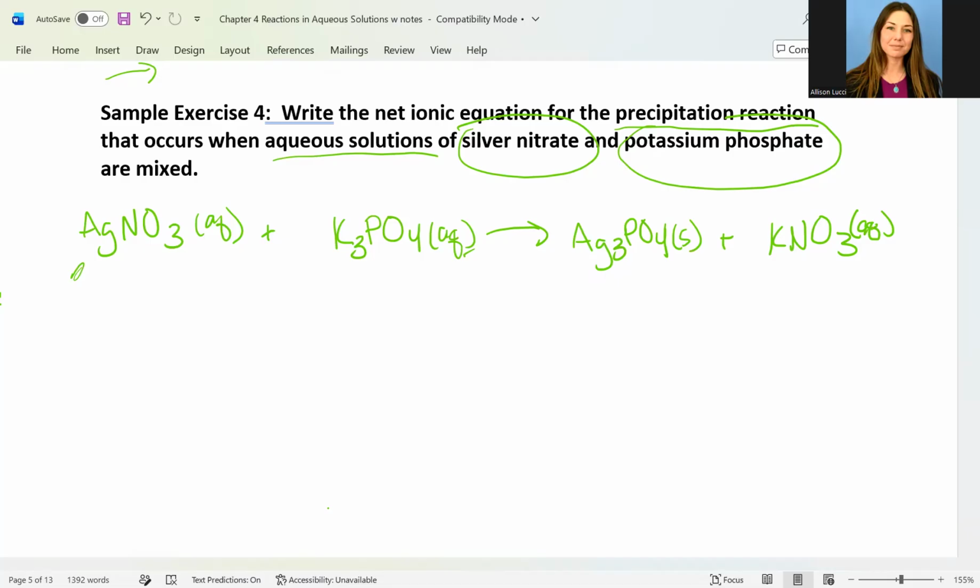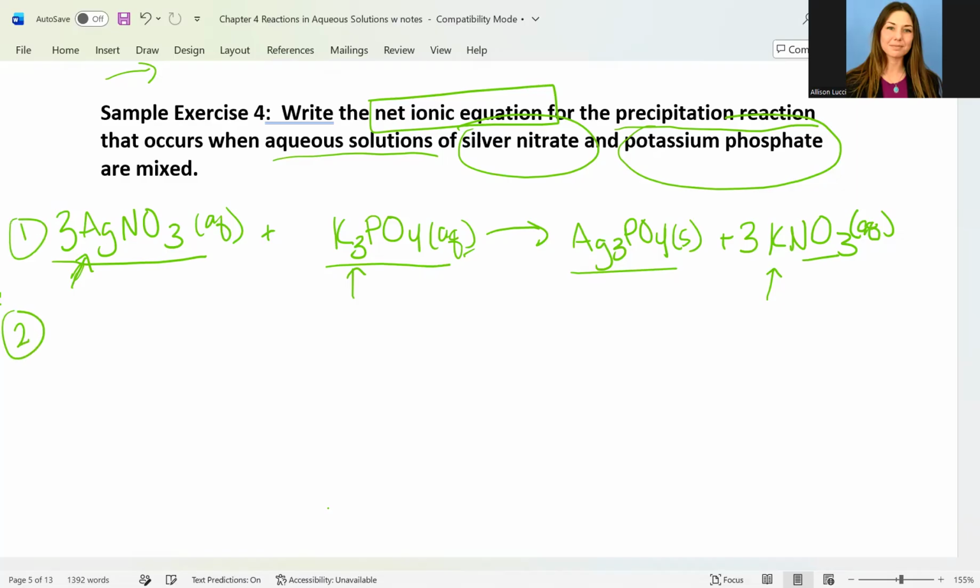So step 1 of writing our net ionic equations is to write the balanced molecular equation. And as you can tell from the potassium here, this is unbalanced. So I know that I need 3 potassiums, which would give me 3 nitrates over here. Then I'm going to go back on the reactant side and add a 3 in front, and that would balance my silver. So now I've added 3 AgNO3. I still have 1 potassium phosphate, I still have 1 silver phosphate on the product side, and then I also have that coefficient of 3 in front of my potassium nitrate. So this is step 1 complete.